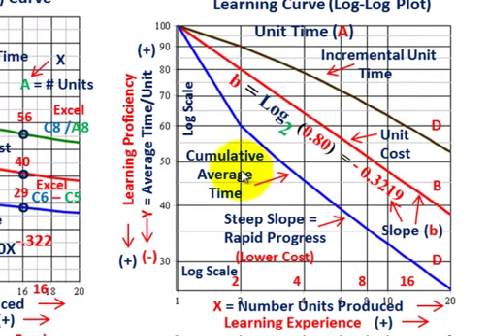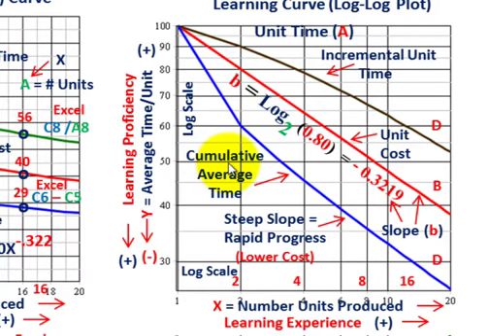And then for the cumulative average time, we're increasing our learning rate at a better rate than the incremental unit time. So the more steep the slope is, the more progress we're having. We're having more rapid progress in our learning rate, and we're having a lower cost. Okay, so that's just looking at it in terms of laying it out on a log-log scale for the number of units produced versus our average time per unit.